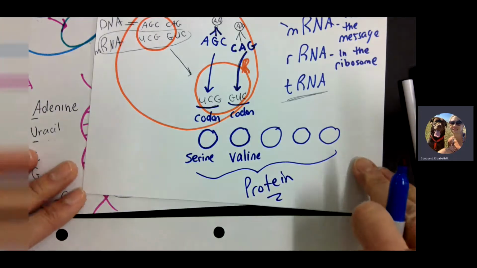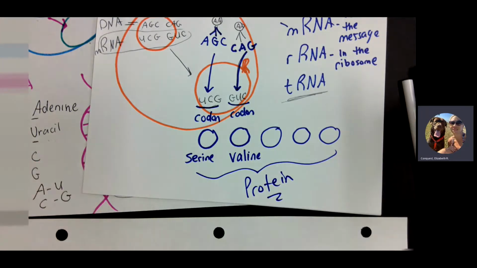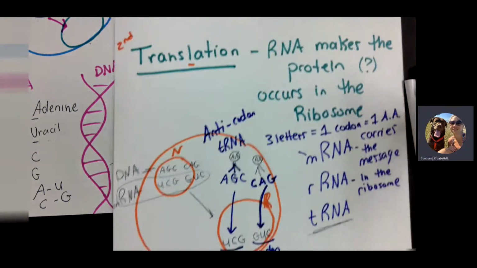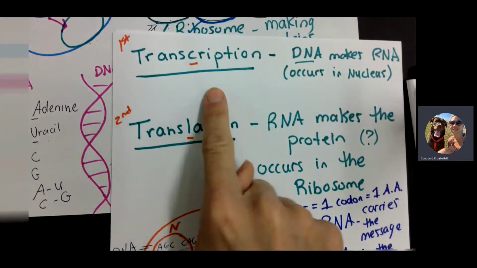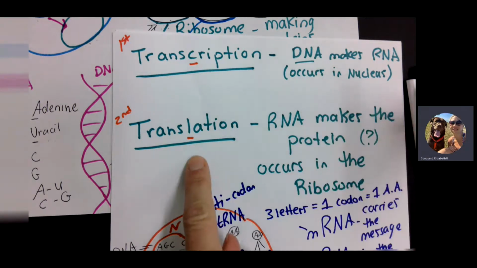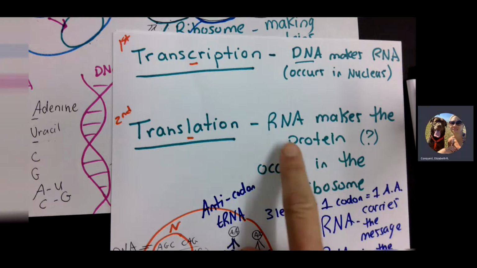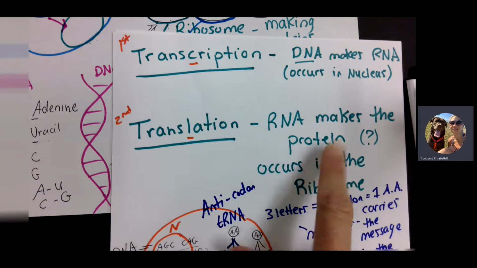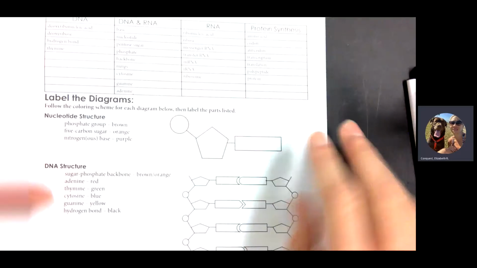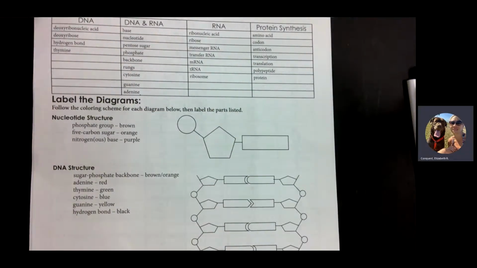Okay, so pretty cool. All right, the transfer RNA is important when you're doing the worksheet, which I'm gonna show you briefly. But you also have to make sure that you definitely know transcription occurs in the nucleus, and that's when DNA makes RNA. Translation occurs in the ribosome. That's when RNA makes the proteins, okay? And we'll review this some more. All right, look at the paper that you guys have. Looks like this, okay?